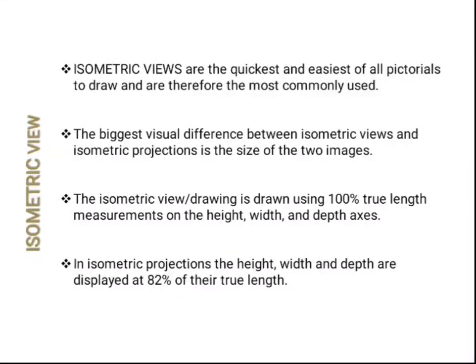The isometric view or isometric drawing is drawn using true length, and in isometric projections, the height, width and depth are displayed at 82% of their true length. We are using isometric scale for drawing the isometric projection. So whenever you draw an isometric projection, you have to attach an isometric scale nearby the projection.